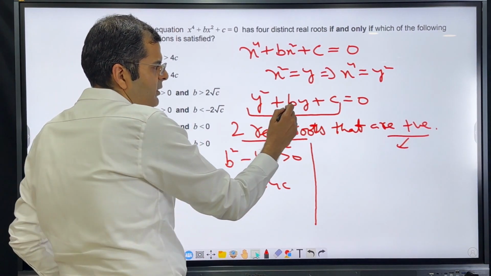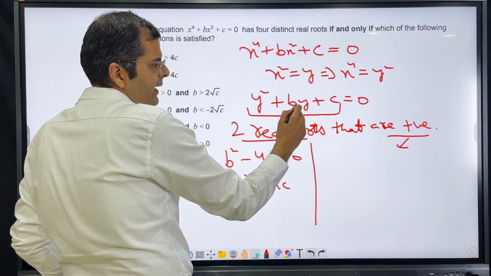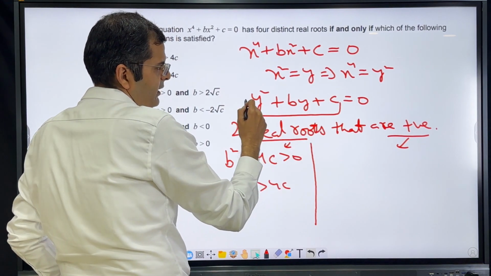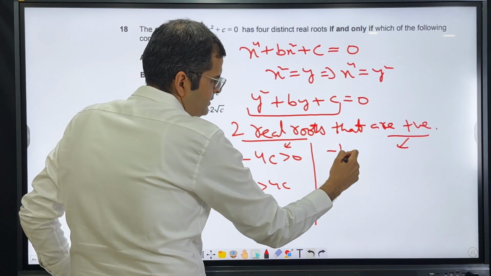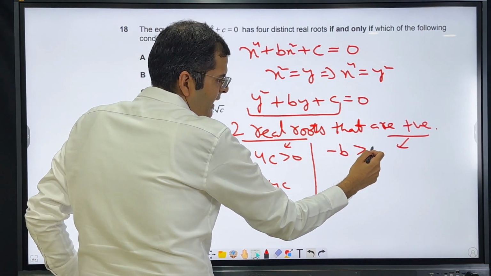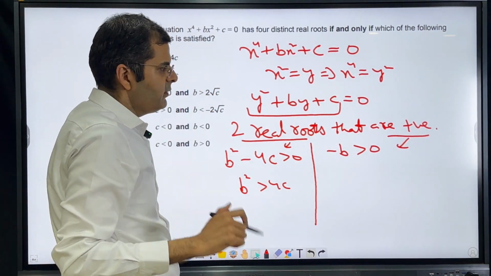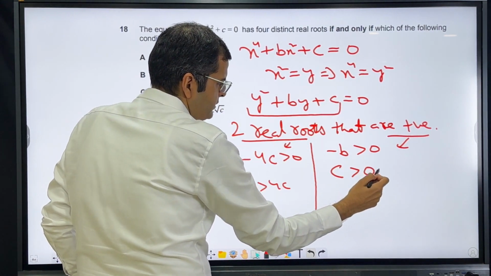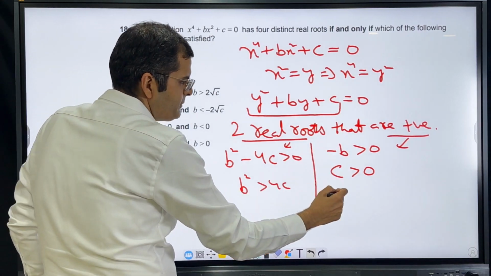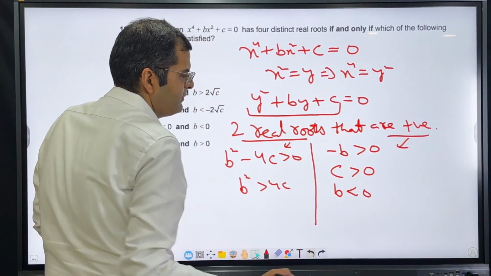The sum of the roots is given by minus b by 1 here. Coefficient of y square is 1. So the sum is minus b, so minus b has to be positive. And the product of the roots is c by 1, so c also has to be positive. So if minus b is positive, that means b is negative.